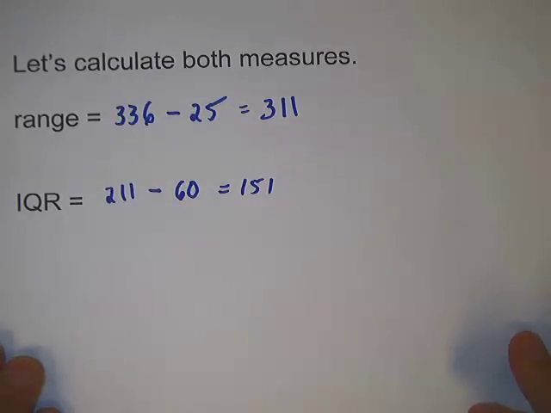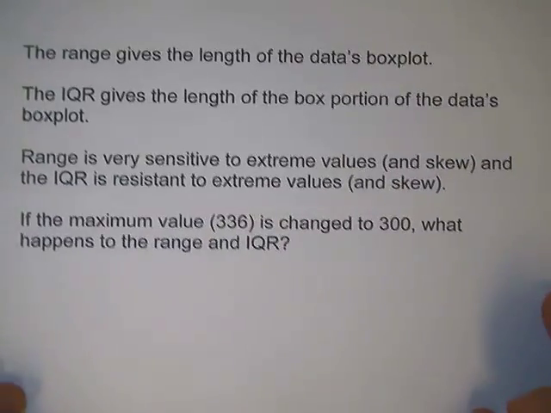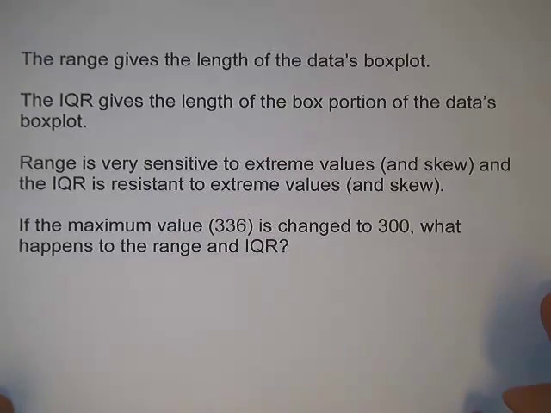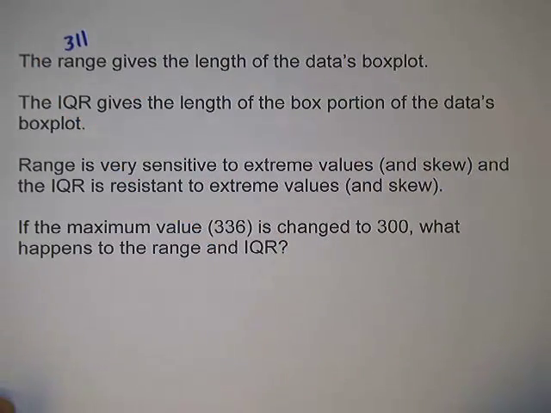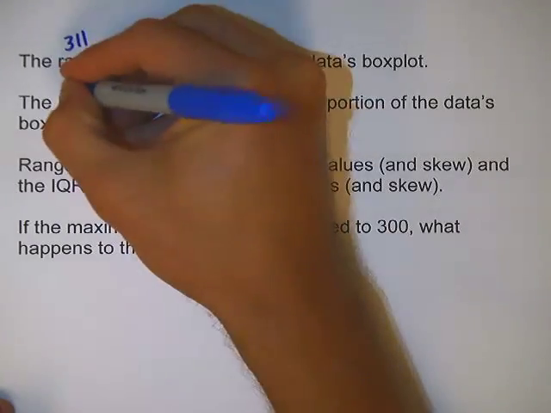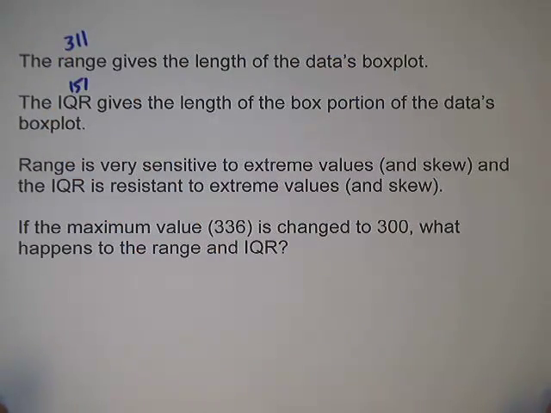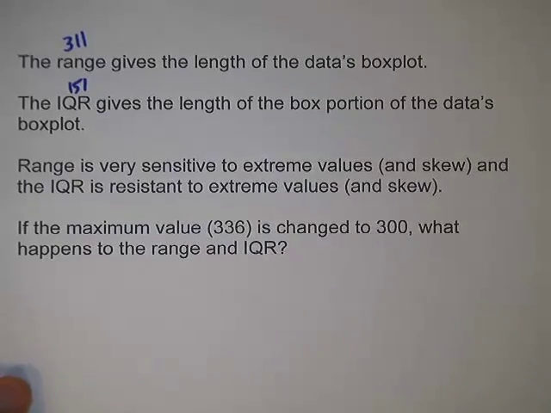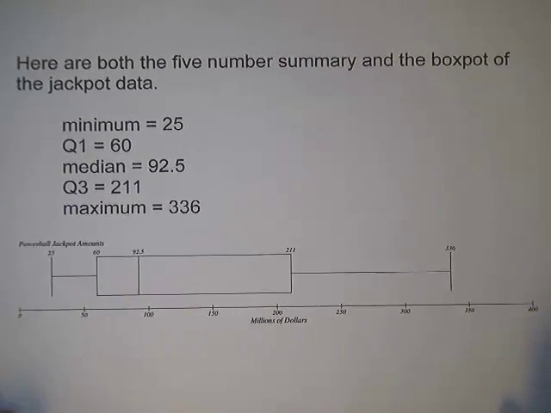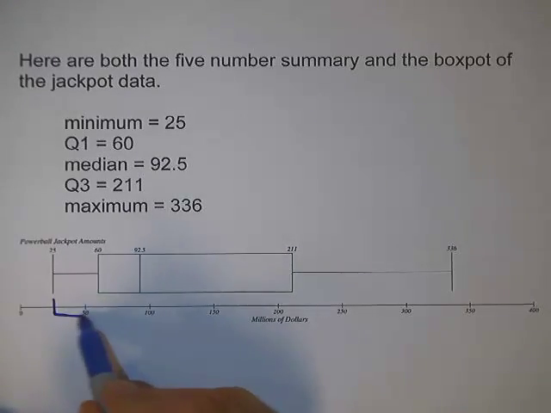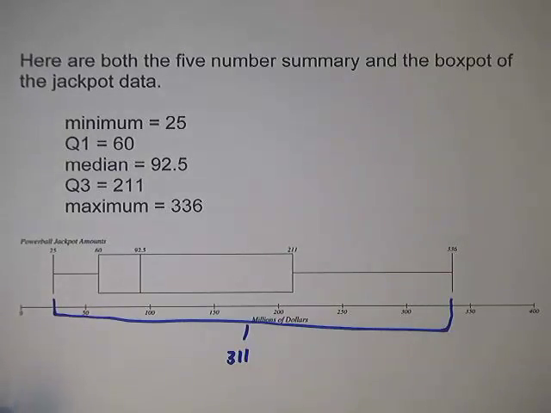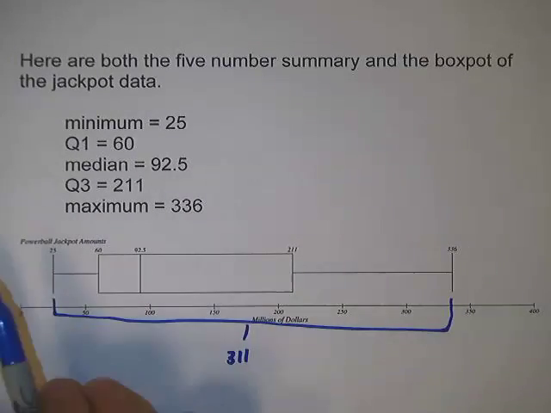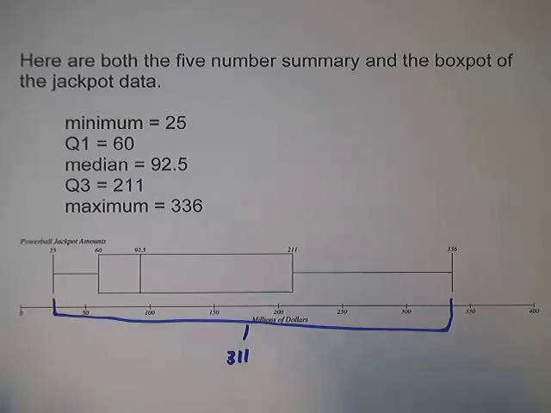Okay, so now to interpret both of those values, the range gives you the length of the data's box plot. Remember, the range was 311, and the IQR, which is 151, gives the length of the box portion of the data's box plot. So if we go back and look at the box plot, the range tells me that the range of values spanned $311 million. So from the biggest to the smallest, we end up with 311. So that's one way to quantify the spread.